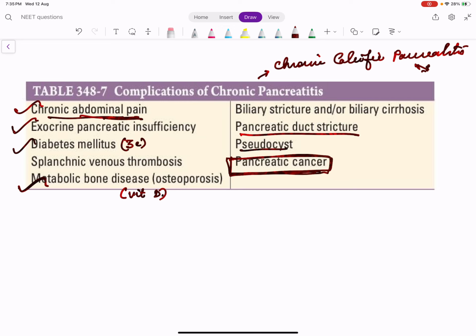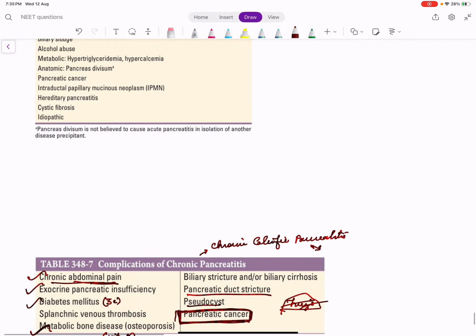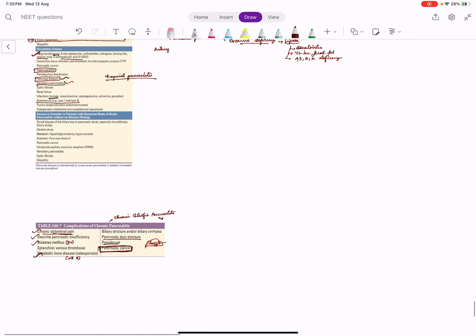Right. The further details may be discussed in surgical sections, like how you will treat chronic pancreatitis, what the surgeries available are, and what the Frey procedure is. So these are surgical discussions. With this we finish the short medical discussion of gastroenterology.